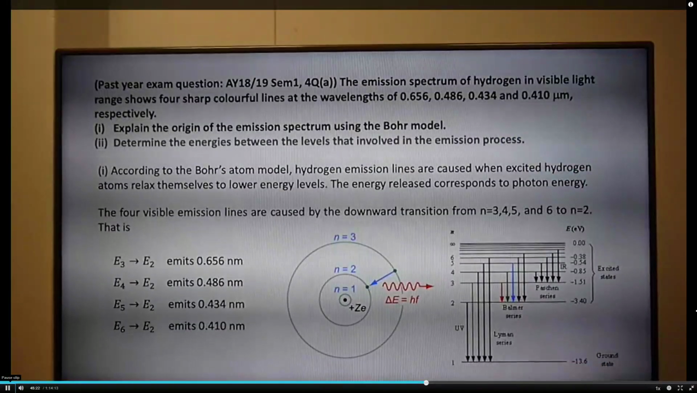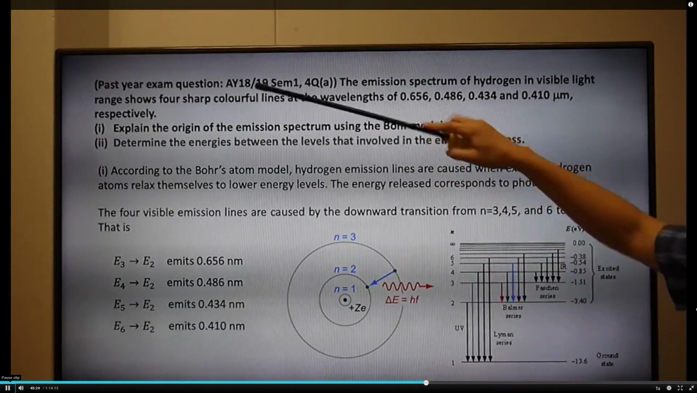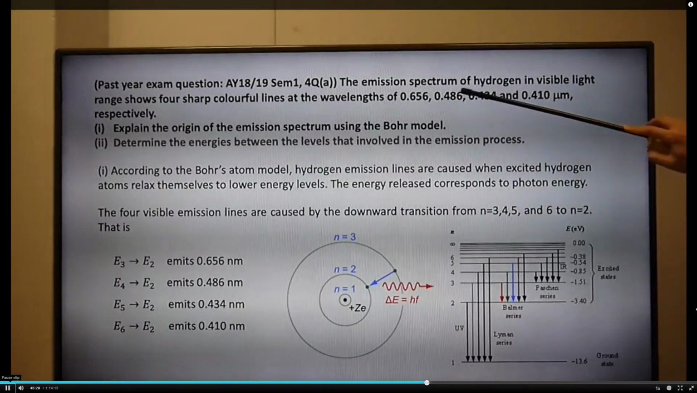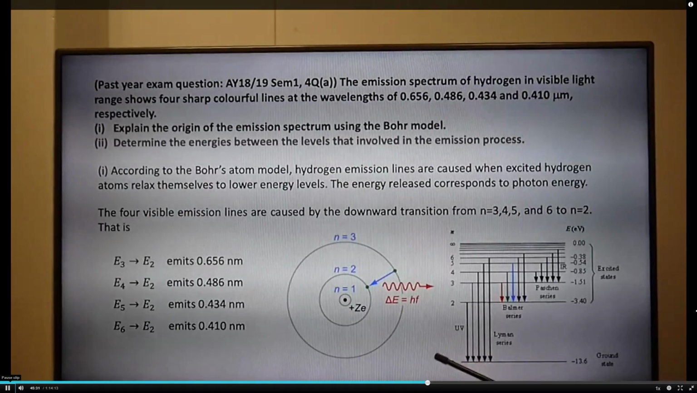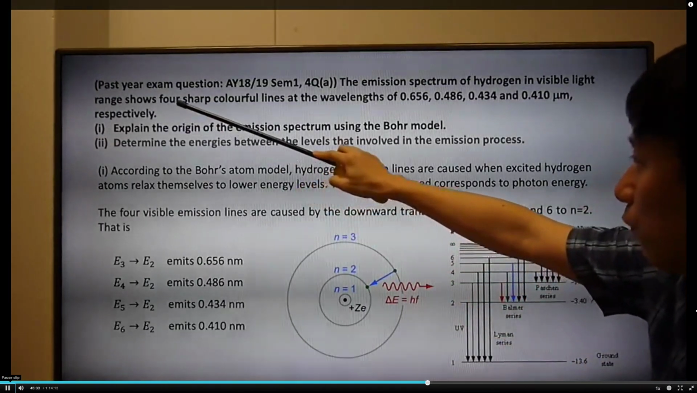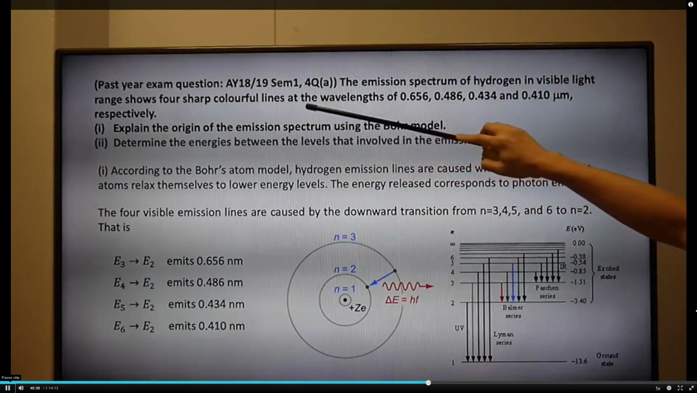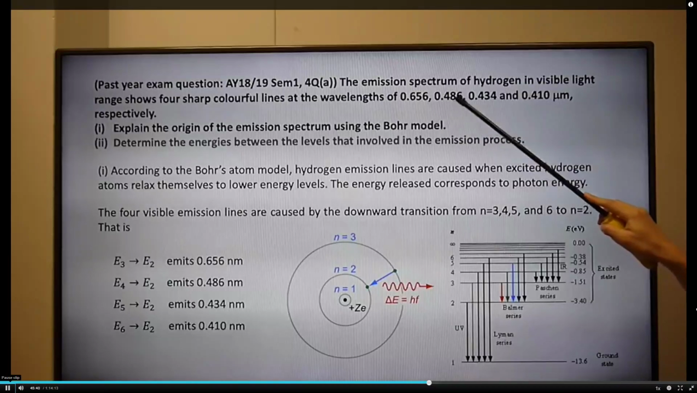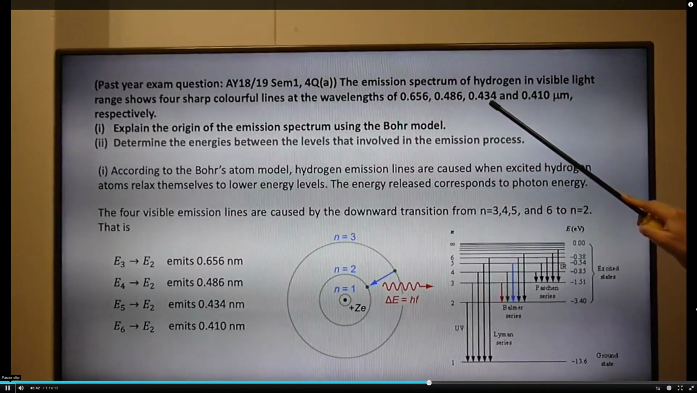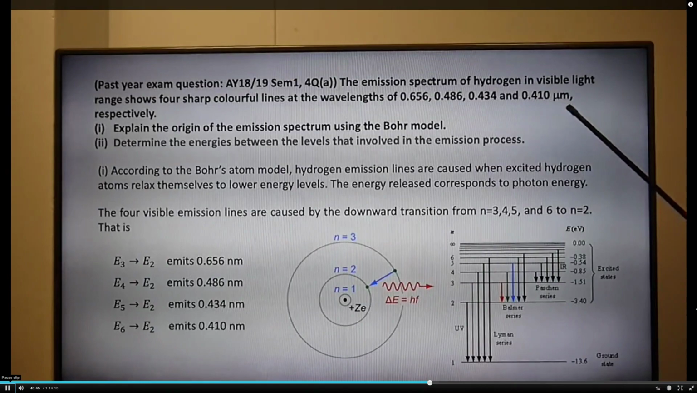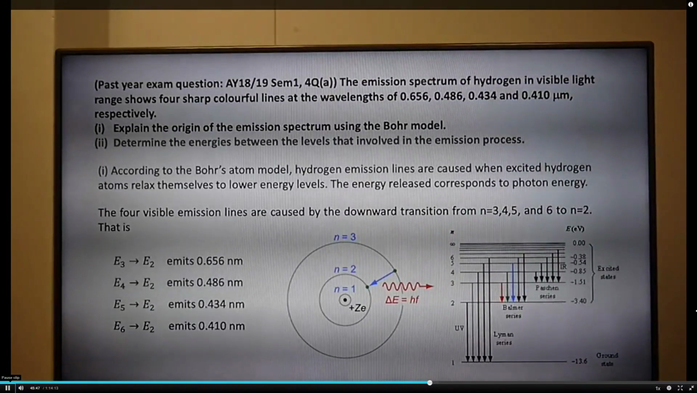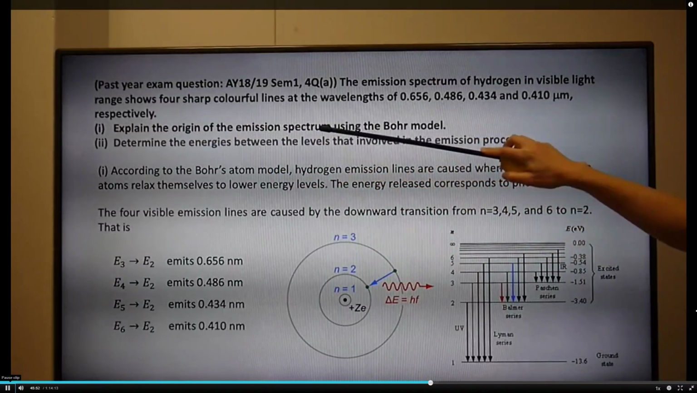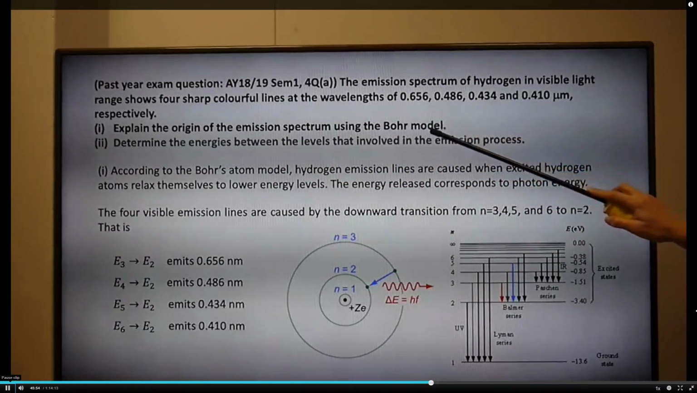Okay, then let's try one example question. The emission spectrum of hydrogen in the visible light range shows 4 sharp colorful lines at wavelengths of 0.656, 0.486, 0.434, and 0.410 micrometer respectively. Number 1, explain the origin of the emission spectrum using the Bohr model.